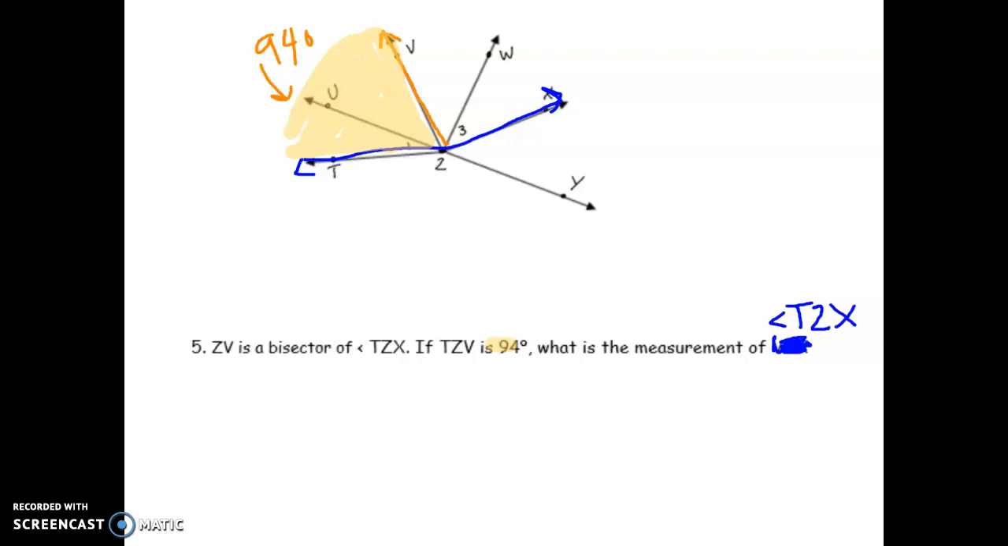All right, so once you have all of your answers down, 1 through 5, written out, I should also mention how you label this one: the measure of TZX equals, and you can give me your answer. Once you have all 5 answers, go ahead and submit it under the assignment tab to receive credit.